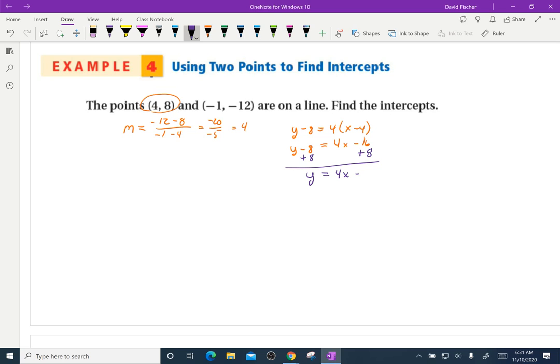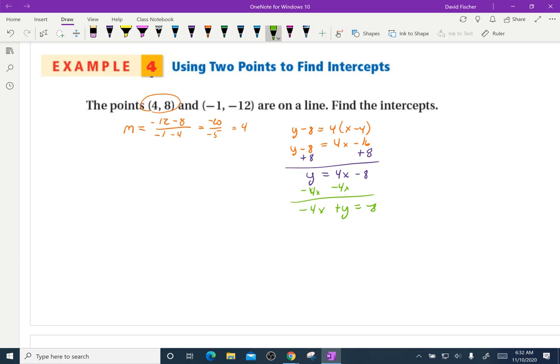16 minus 8, that's going to be a minus 8. Now let's get my x's to the other side so we're in standard form, because that is the easy way to do intercepts. All right, so there we go.